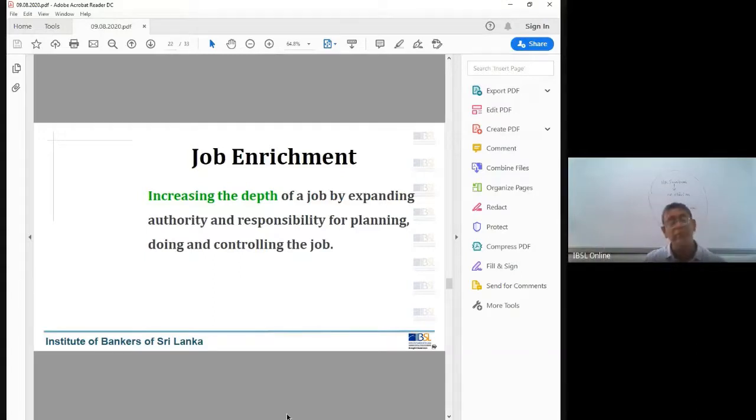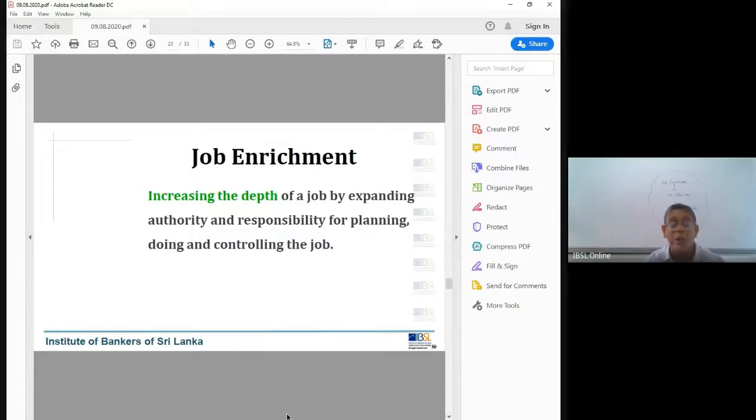Earlier, it was scope. What is job enrichment? Now I will give an example. Earlier, you are in the credit department. You can approve a credit limit of 1 million. Your approval limit is 1 million. Suppose now the management has given you authority to approve up to 5 million. Now what is that? Job enrichment.